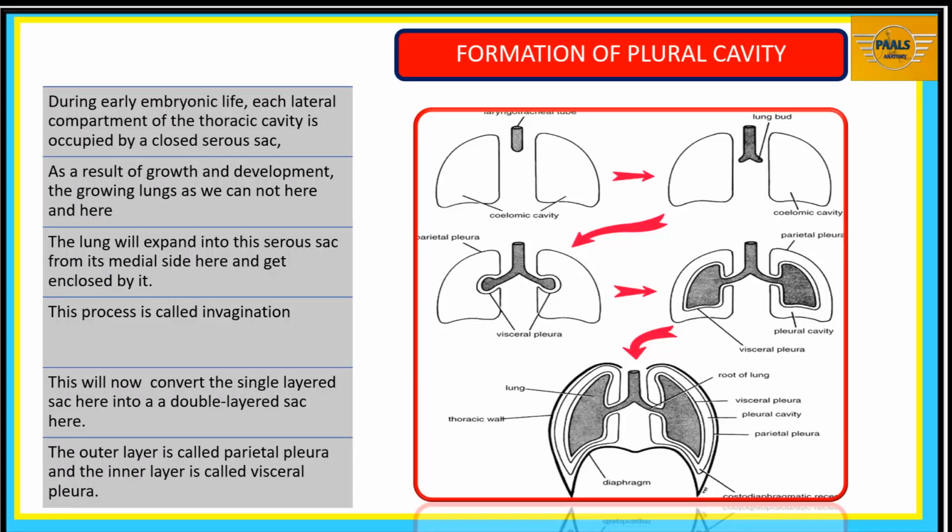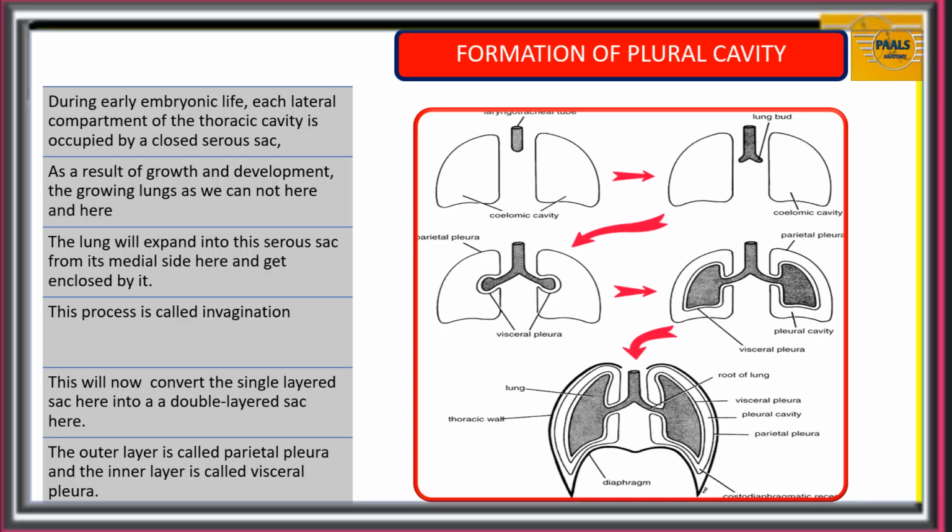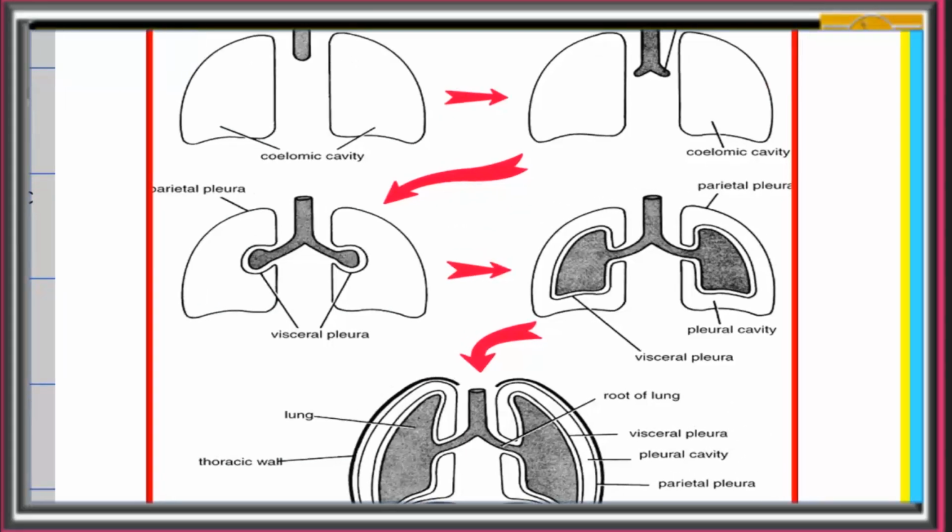With a brief account, I will now give you the full account. Actually, during embryonic life, each lateral compartment of the thoracic cavity is occupied by this closed serous sac that will eventually become our pleural cavity. And we can see one here and the other here. And this is the developing lung. We can see one here and also one here.